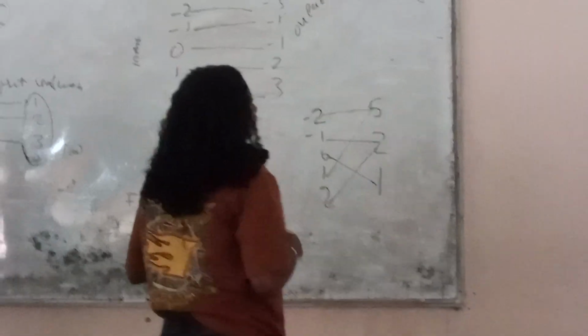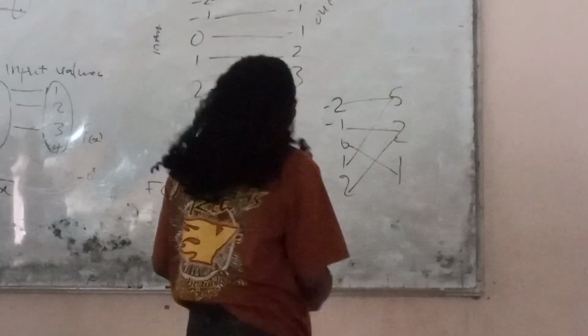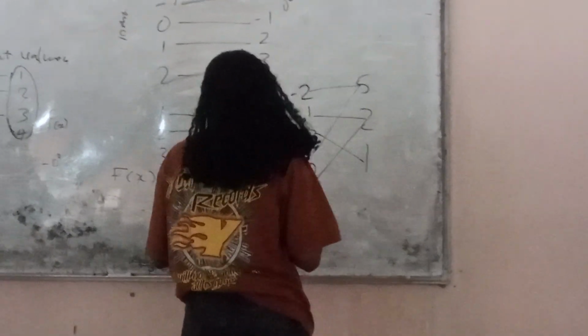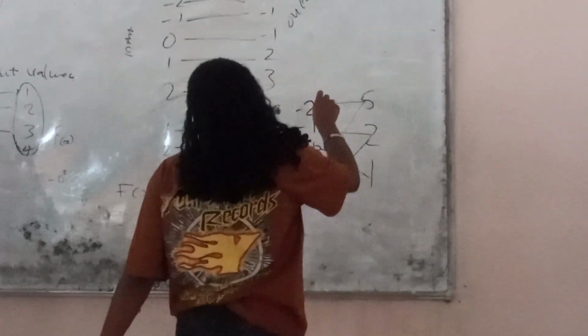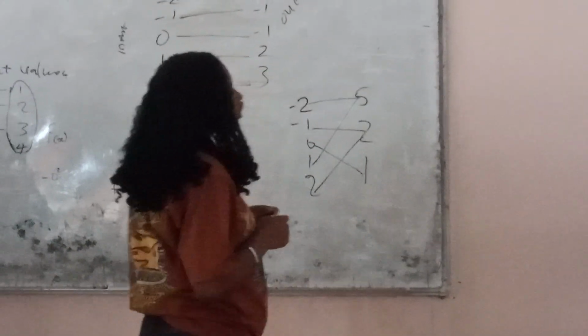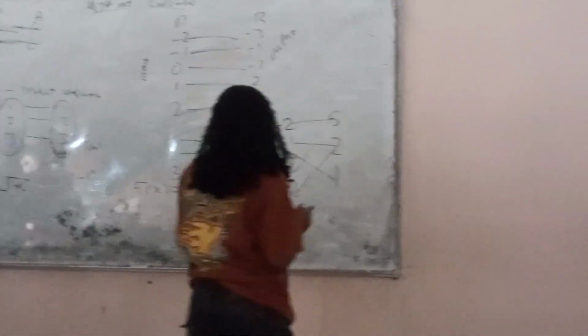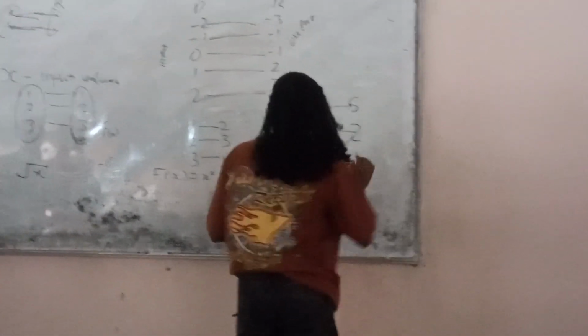This is a bijective, because all the domain and range elements are in a one-to-one relation. And these three, they are all backward. This is a bijective.